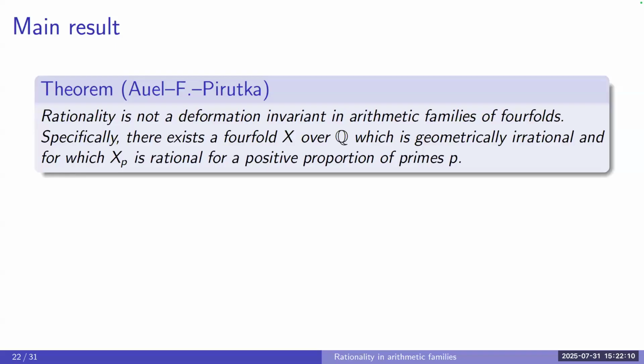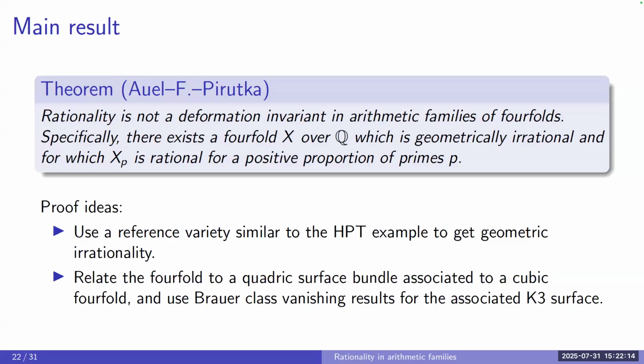Okay, and we don't prove the Tate conjecture for any surfaces, unfortunately. That would be great, but the proof is to combine these two examples that I already discussed. On one hand, we're going to use a reference variety very similar to this Hasse-Pirutka-Schinkel example to get the geometric irrationality. But then we're going to relate this fourfold to a quadric surface bundle, which has an associated cubic fourfold and thus an associated K3 surface, and we can use those Brauer class vanishing results for K3 surfaces.